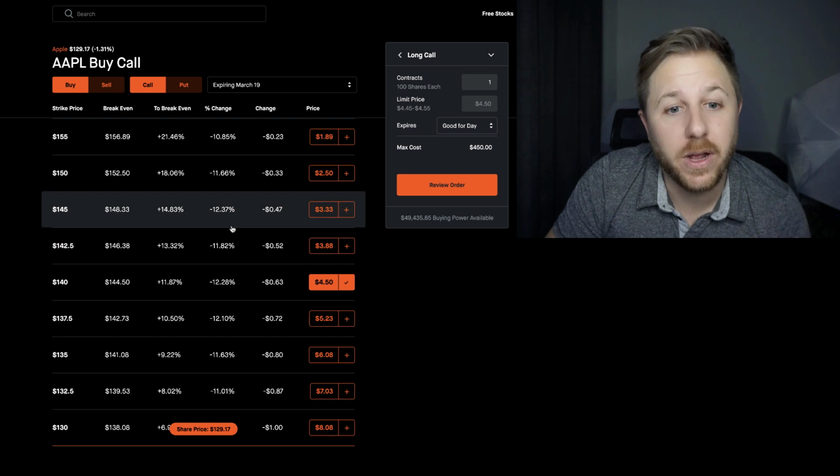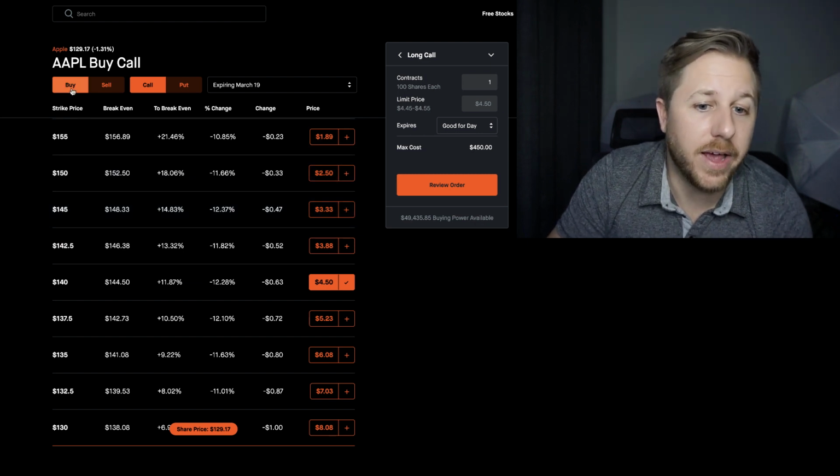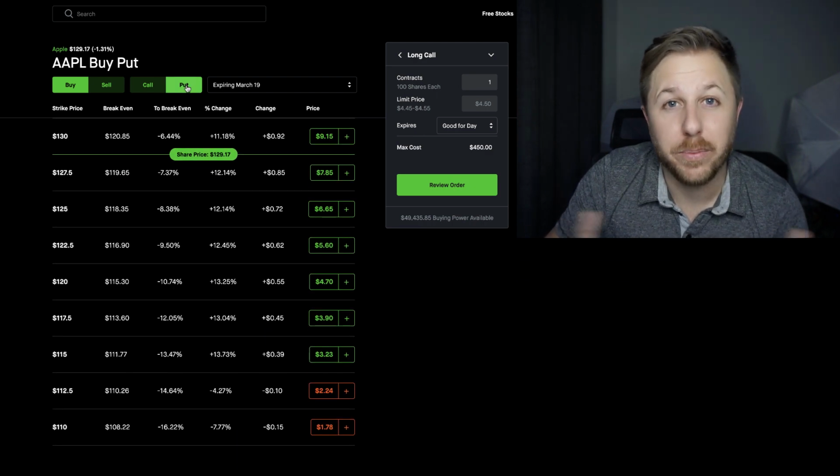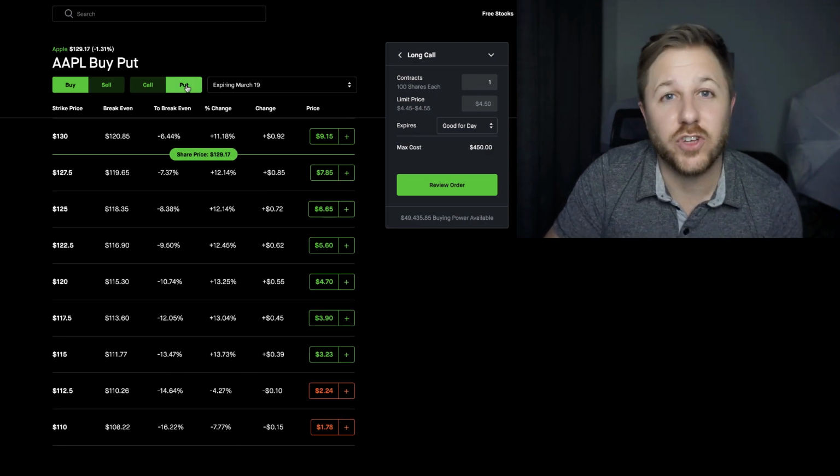Now we're going to do a put option. So all we would do is go right here to buy, and then instead of call, we pick put, and put means you think Apple is going to drop in price, they're going to lose money, and all of a sudden their shares are going to tank.